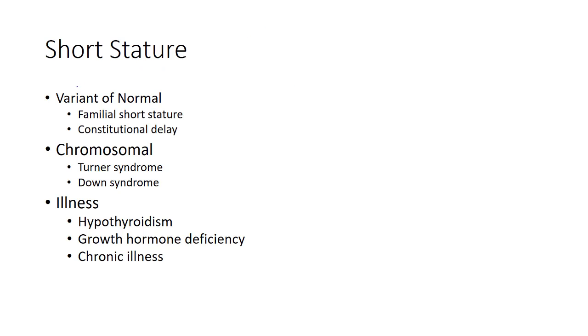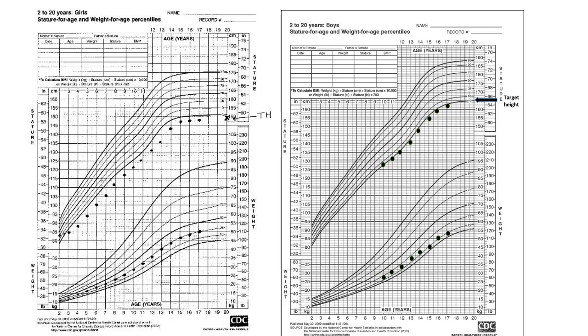So what are the causes of short stature? It can just be a variant of normal. The child has short parents. It could be something called constitutional delay. And then there are some chromosomal abnormalities such as Turner syndrome and Down syndrome, and illnesses such as hypothyroidism or growth hormone deficiency or chronic illnesses.